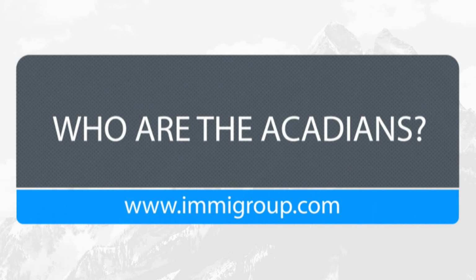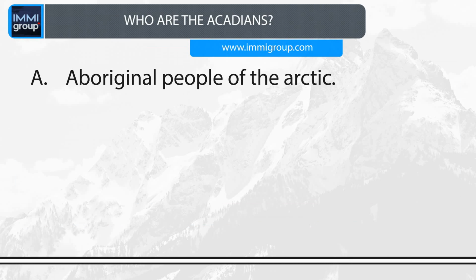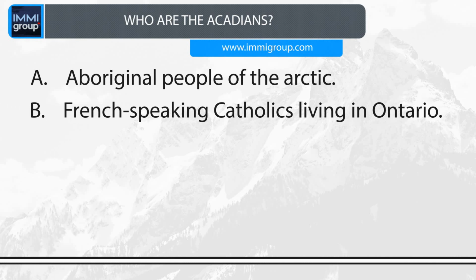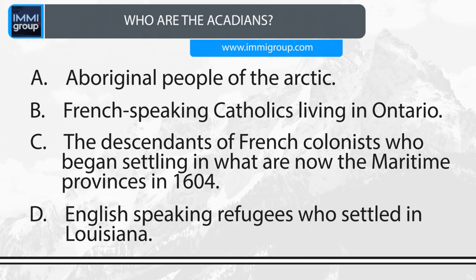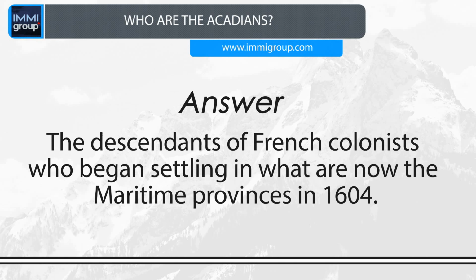Who are the Acadians? A. Aboriginal people of the Arctic. B. French-speaking Catholics living in Ontario. C. The descendants of French colonists who began settling in what are now the Maritime Provinces in 1604. D. English-speaking refugees who settled in Louisiana. Answer: the descendants of French colonists who began settling in what are now the Maritime Provinces in 1604.